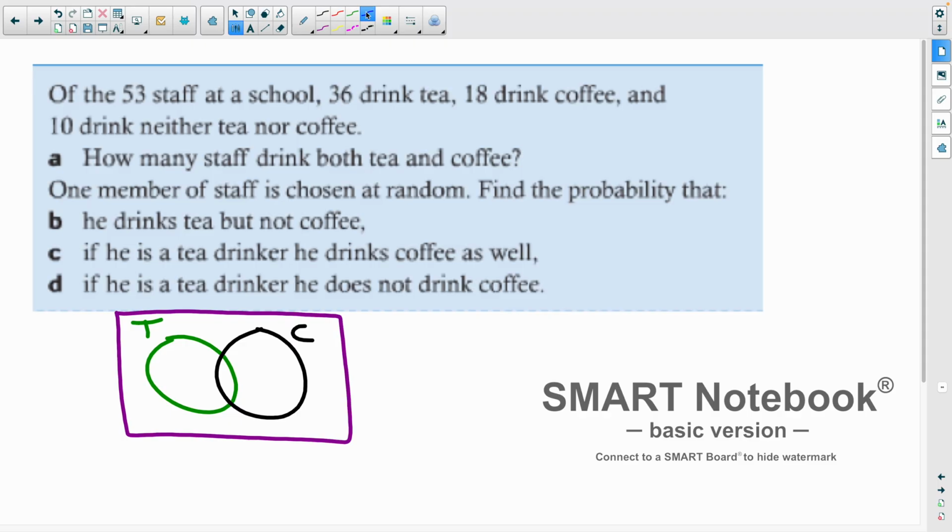The 10 that don't do either. That's correct. Where do those go? Outside the circles, but inside the box. Okay, so there's the 10 that don't like coffee or tea.